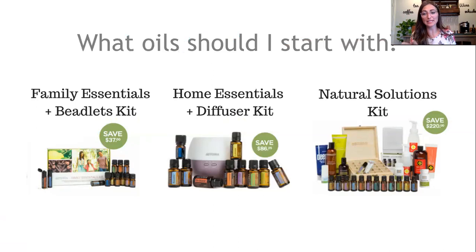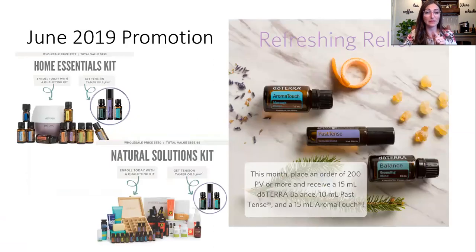The Natural Solutions Kit is honestly the place to start. It's going to take care of your entire family, like a new medicine cabinet. So it's $550, but you're going to save $220 purchasing that kit. It's like $836 worth of things. And there's a really cool promotion this month. I want to talk about this promotion because they just released it yesterday.